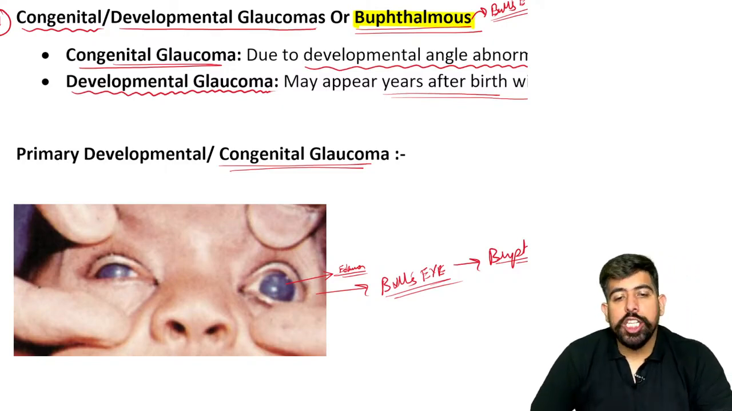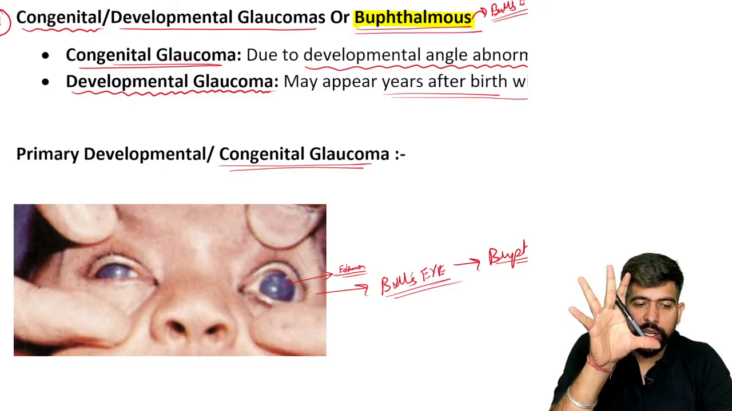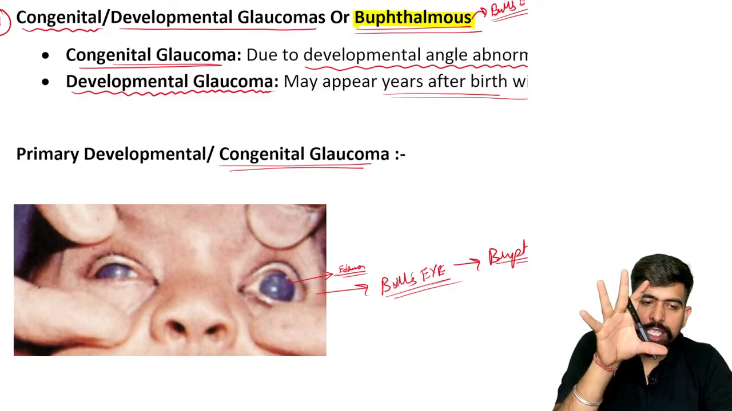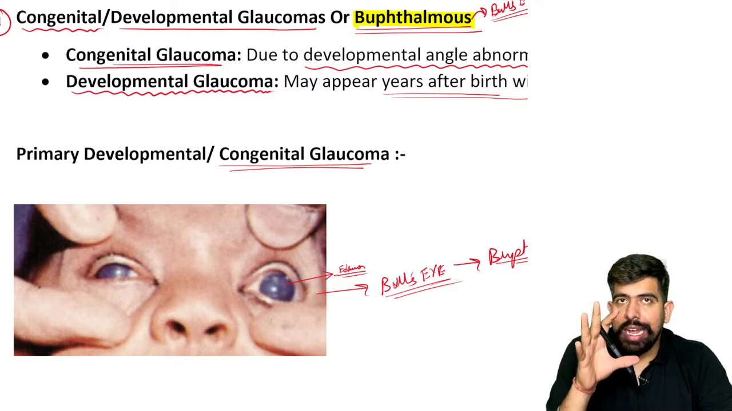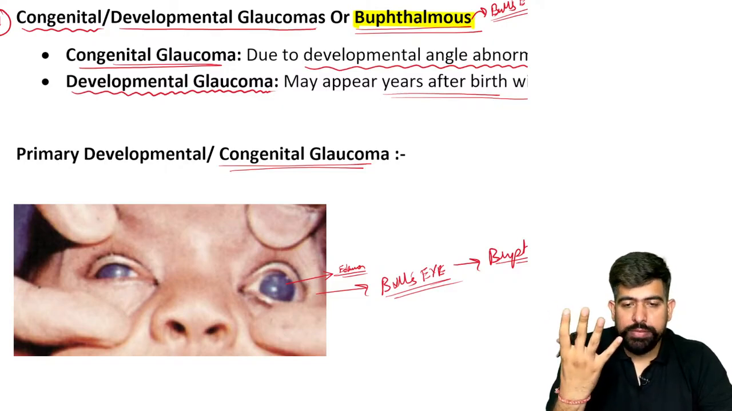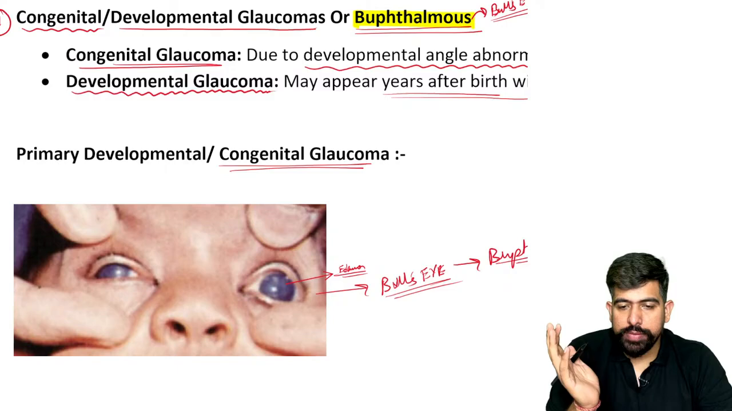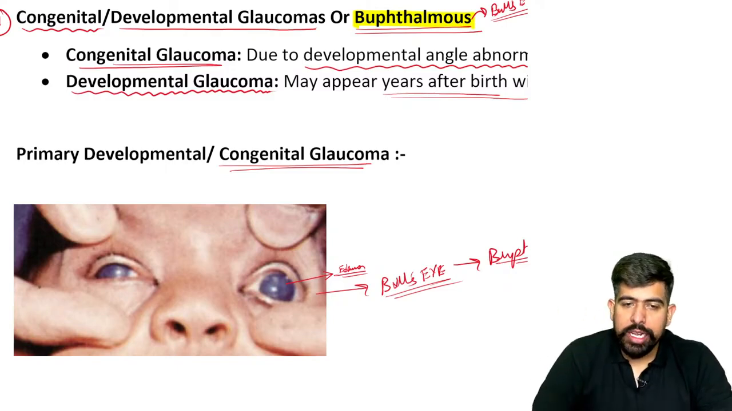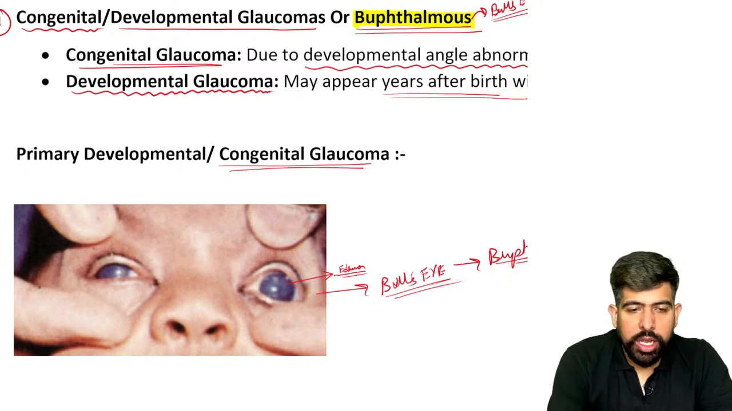Because there is an enlargement. Please remember about it. There will surely be an enlargement of the child's eye, and due to the edema, of course, the edema is also there. Okay, both of the things will be present over there. Now, moving forward.